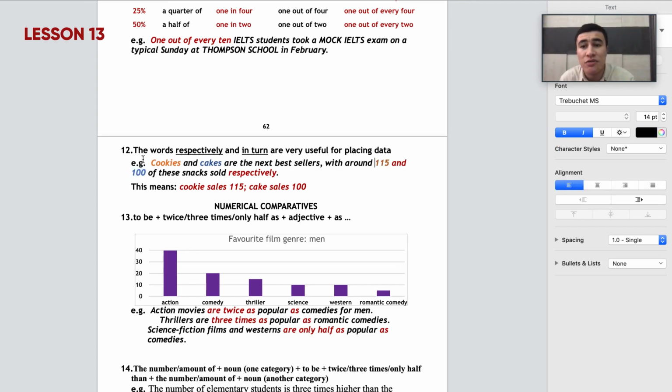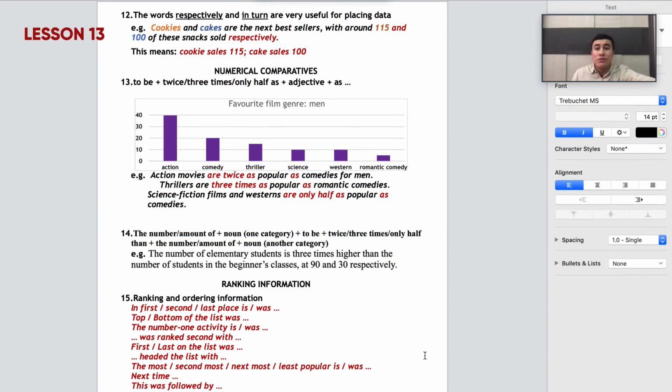So this number represents cookies and 100 represents cakes. So cookie sales 115, cake sales 100. Now let's talk about numerical comparatives. Of course, you can use this formula here: to be, plus twice or 3 times or only half as, then adjective, as, and then continue your sentence. Let's consider these examples here.